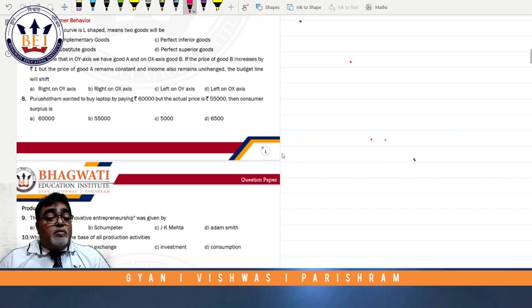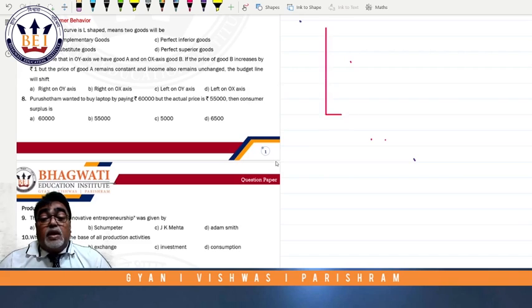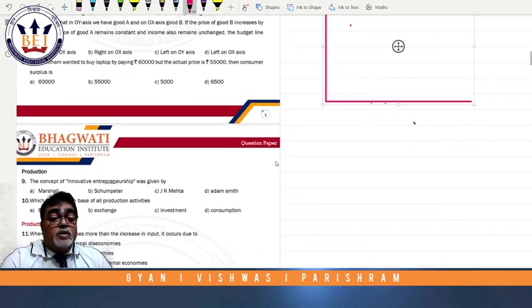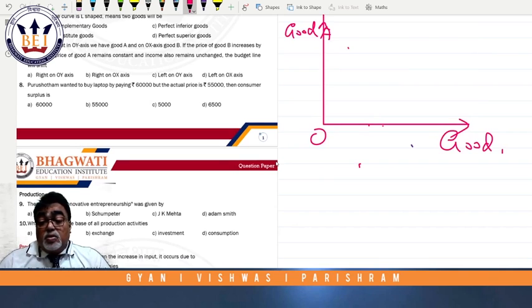Now we'll switch to question number 7. Let us assume on the Y axis we have good A. Chalo, as per the question, we'll start this. Question number 7. On the Y axis we have good A. Here we are measuring good A, and here we are measuring good B. If the price of good B increases by 1 but the price of good A is constant and income also remains unchanged, the budget line.